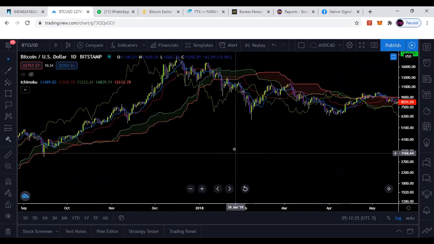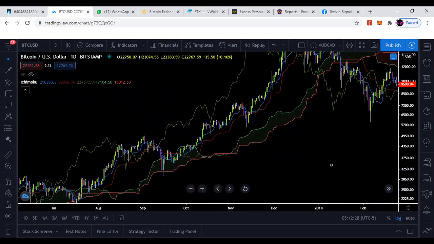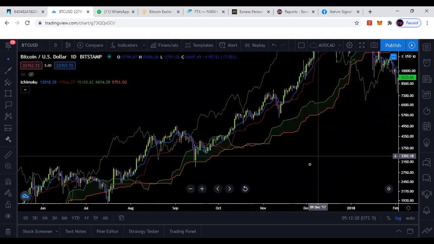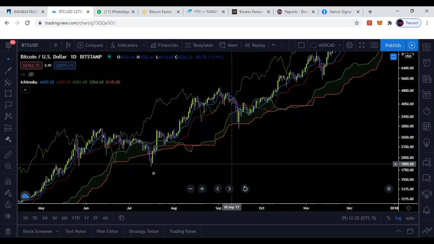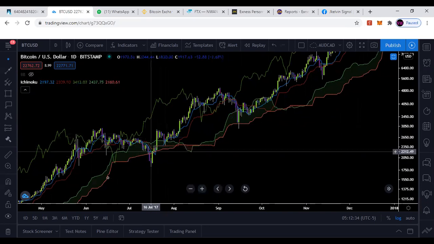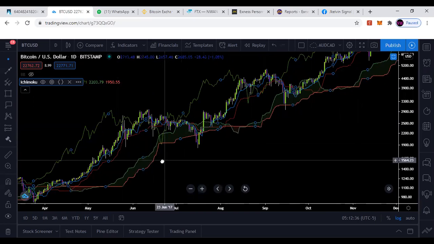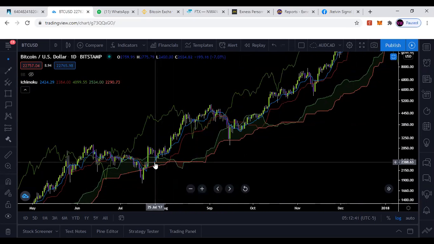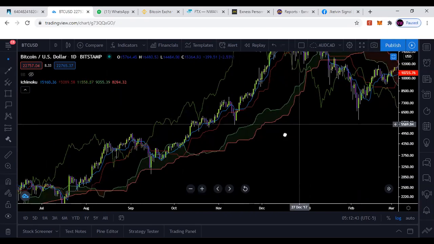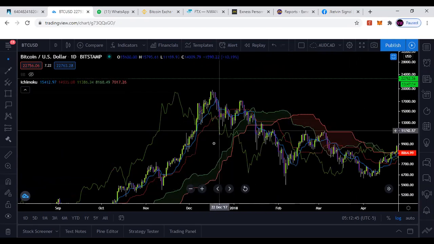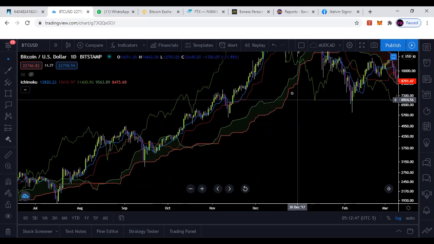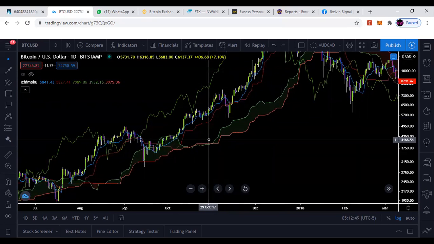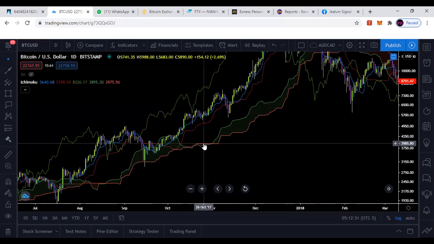So if you look at it very well, let's start from this level. If you look at it from here up to this level here, we had two different things that kept on repeating itself over and over again.